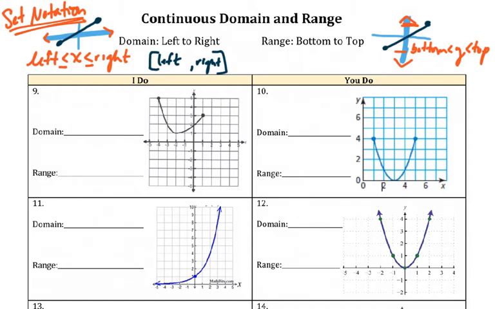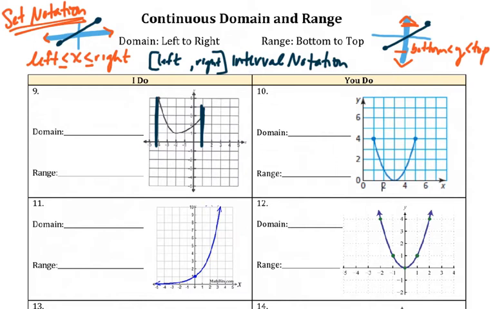So if I look at number 9, just like always, domain is left to right. So in what is called interval notation, that's how you'll do it in Algebra 2 and in Pre-Cal and any math class you take after Algebra 1. So you'll have to know how to do both.